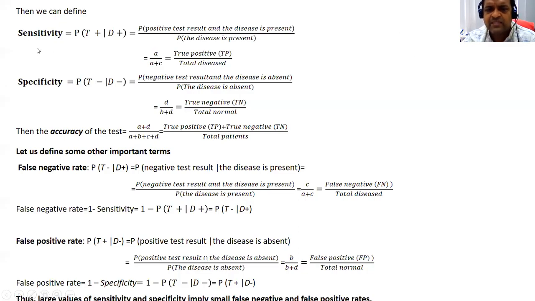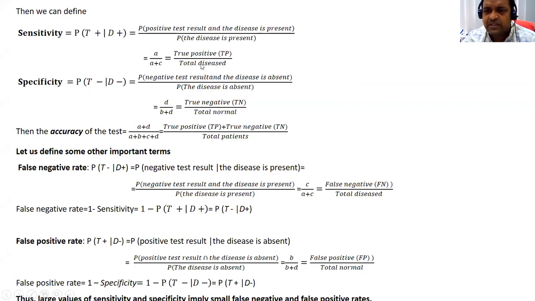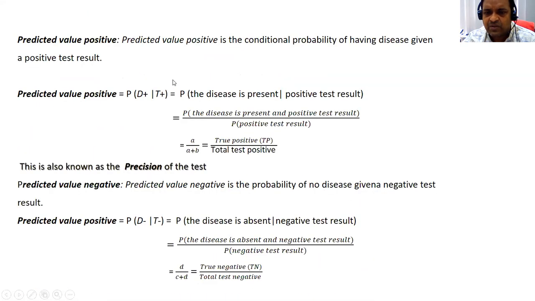So now let us define sensitivity and specificity. Sensitivity is when the laboratory test result is positive and the individual actually has the disease. How can you know that the test result is positive and the disease is present? That is the true positive. We know from the table somebody has a positive test result and has the disease by the gold standard test. That is called total true positive, TP, divided by the disease present, that is, how many patients actually have the disease. We get that from this row.